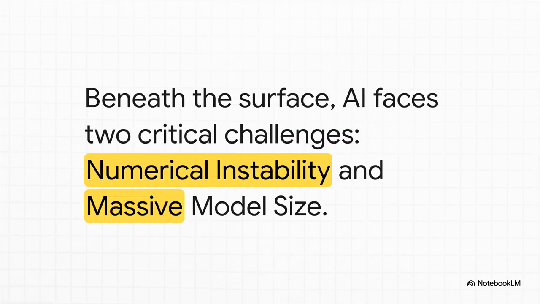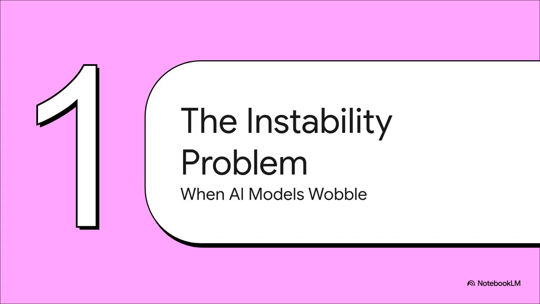And these flaws really boil down to two big challenges we're going to unpack today. First, this internal shakiness called numerical instability. And second, the problem that just keeps getting bigger, literally, massive model sizes. So let's start with that instability thing. So what on earth does it mean for an AI to wobble? Well, it all comes down to this idea of numerical stability. And believe me, it is absolutely critical if we want AI we can actually trust.